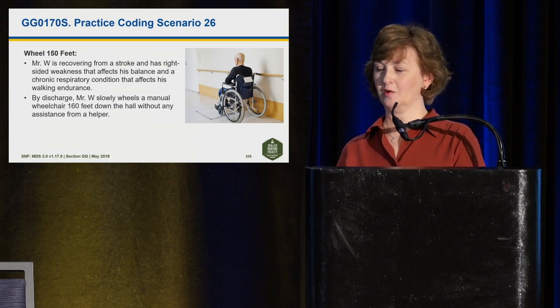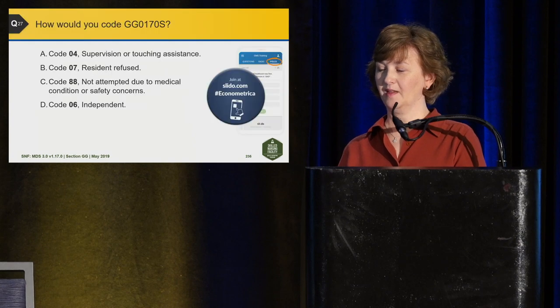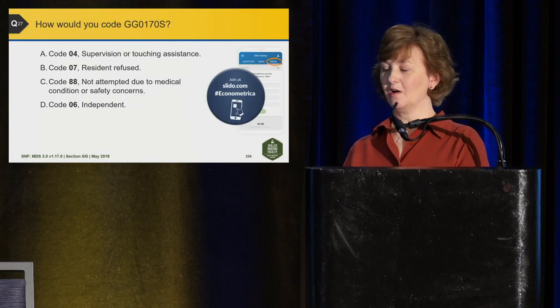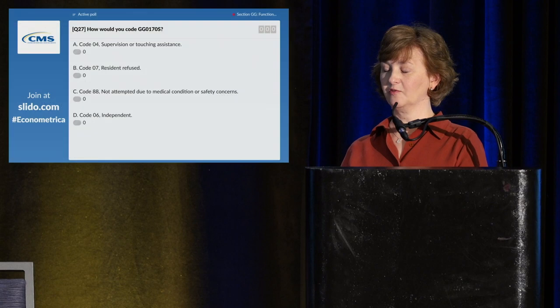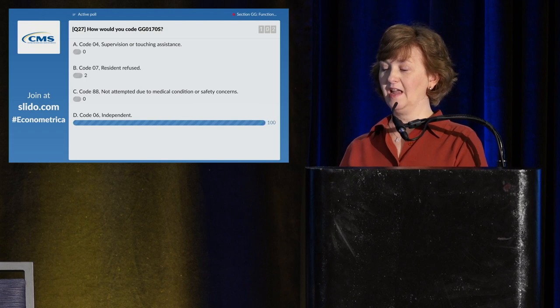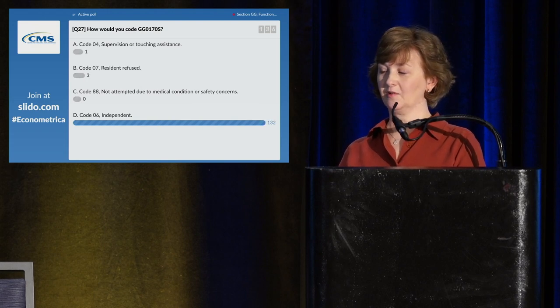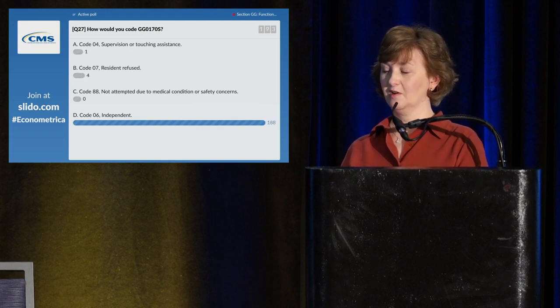So how would you code Mr. W? The options for Slido are that he could be coded 4, supervision, touching assistance, 7, resident refused, 8, not attempted due to medical condition or safety concern, or 6, independent.